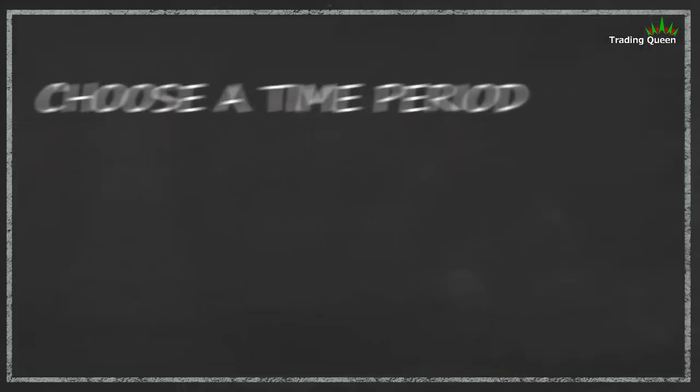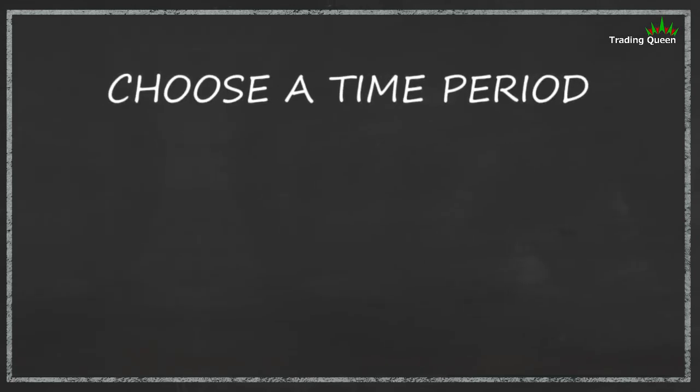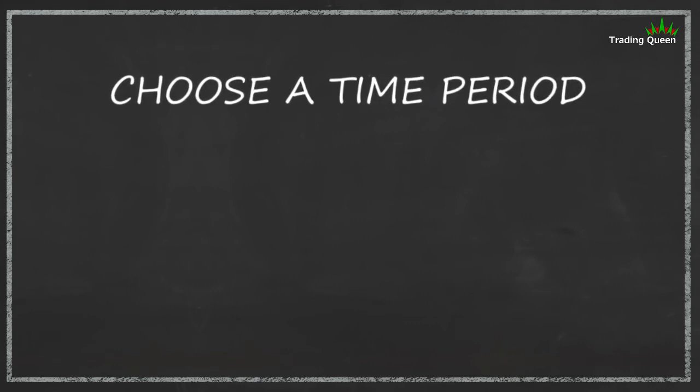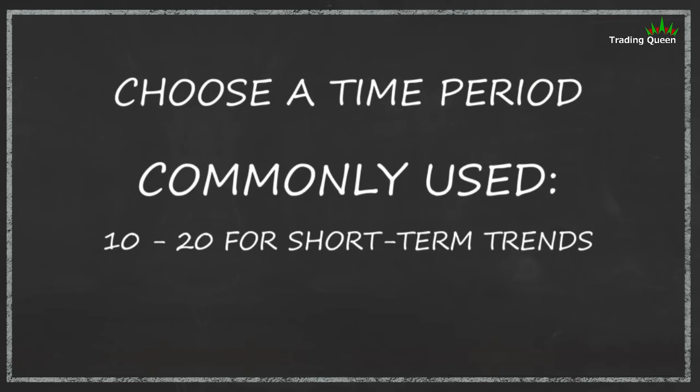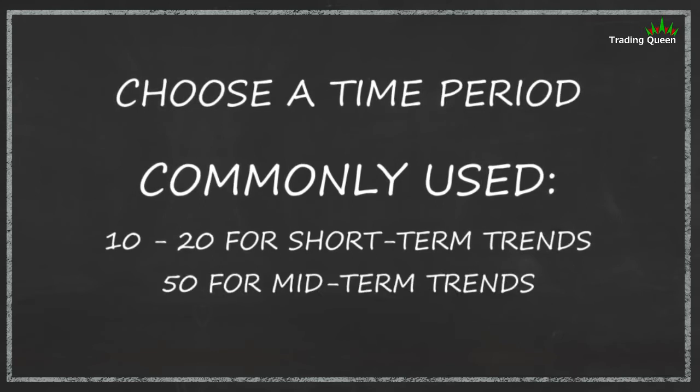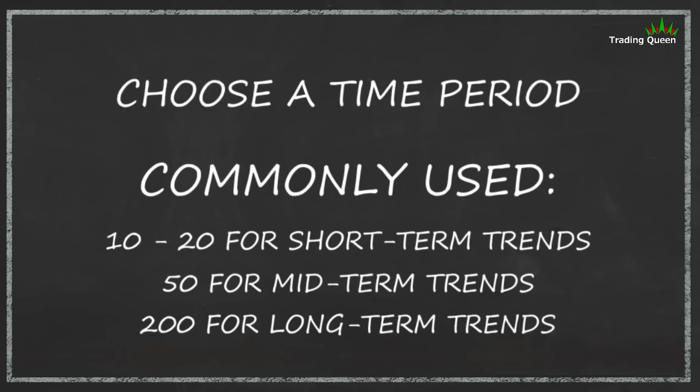Apart from the type of moving average, you also have to decide on the time period. This will largely depend on the type of trend you are analyzing. Here are some guidelines for commonly used time periods. 10 to 20 for short-term trends, 50 for mid-term, and 200 for long-term trends are typically used.